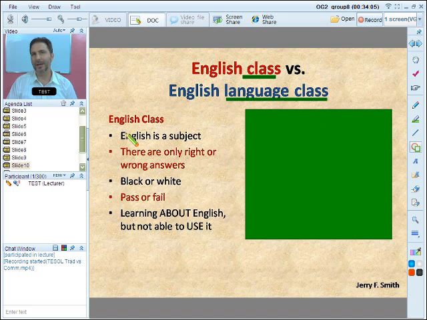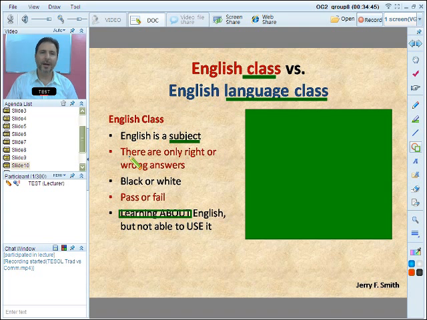Let's start first with an English class. You see it all the time in high schools. You see it all the time in schools and far too often in academies. English is only a subject. The students are learning about English. They're not really learning English, they're learning about it. So it's a subject just like math, science, history, social studies, whatever class you want to put in there, where you get a lot of facts. Now, some subject teachers are very creative, but I'm just talking in a traditional way.